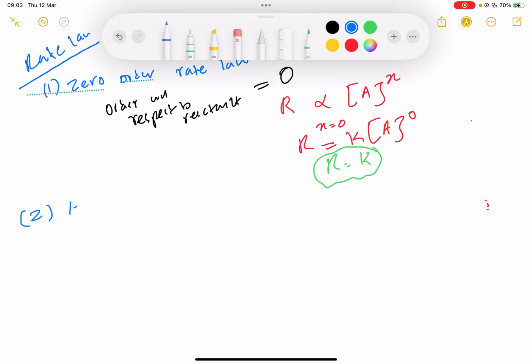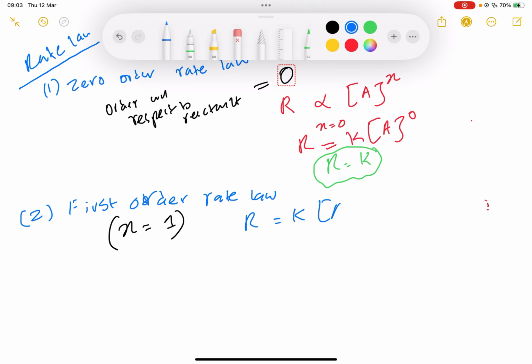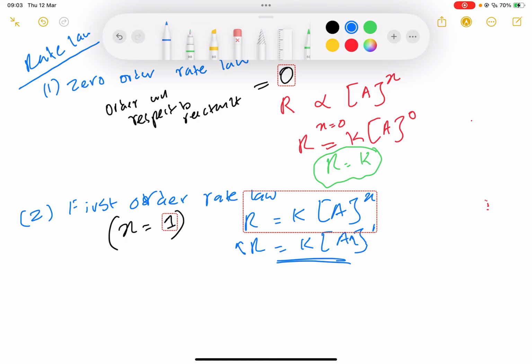Second one is the first order rate law. So there the order with respect to the reactant will be 1. Here now x will be equal to what? 1. Then when x is equal to 1, we can now modify the rate law. Now rate law is equal to k concentration of the reactant to the power x. Now rate is equal to k A to the power 1. A to the power 1 is A. So this is the rate. Now you can see the rate depends on the concentration of A. So when A changes, rate will change.